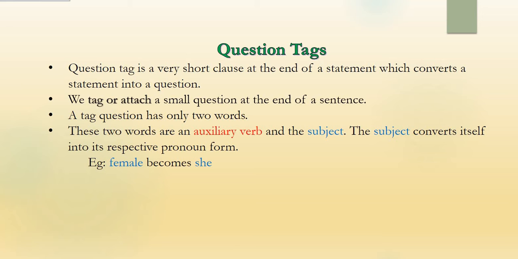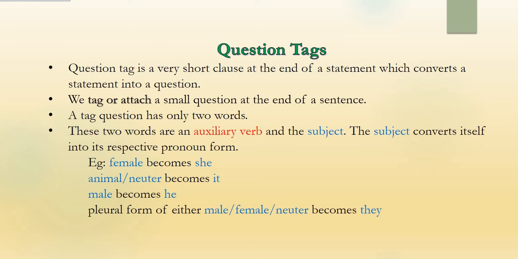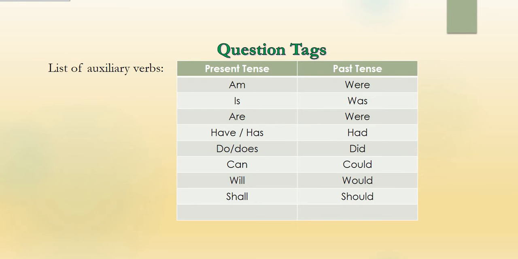Female becomes she, animal or neuter becomes it, male becomes he, and the plural form of either male, female or neuter becomes they. So, in the subject, if there is any name or directly mentioned male, female or neuter, then we change it according to its gender or plural form. We have seen what the pronoun forms of the subject are. Now we'll see what the auxiliary verbs are.